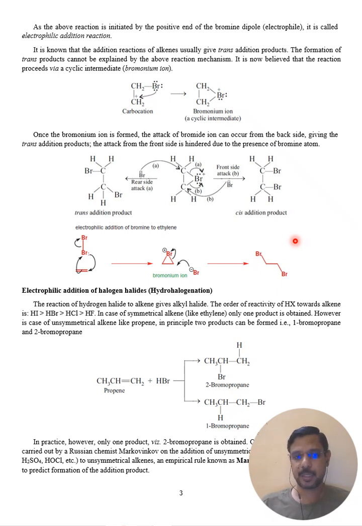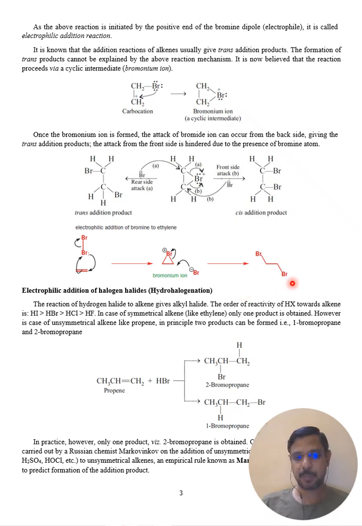So the main reason is the formation of the three-membered cyclic intermediate state, which is a bromonium ion here, and if we use some other reagent, that may form a different kind of cation here, right? Cyclic intermediate. Okay.